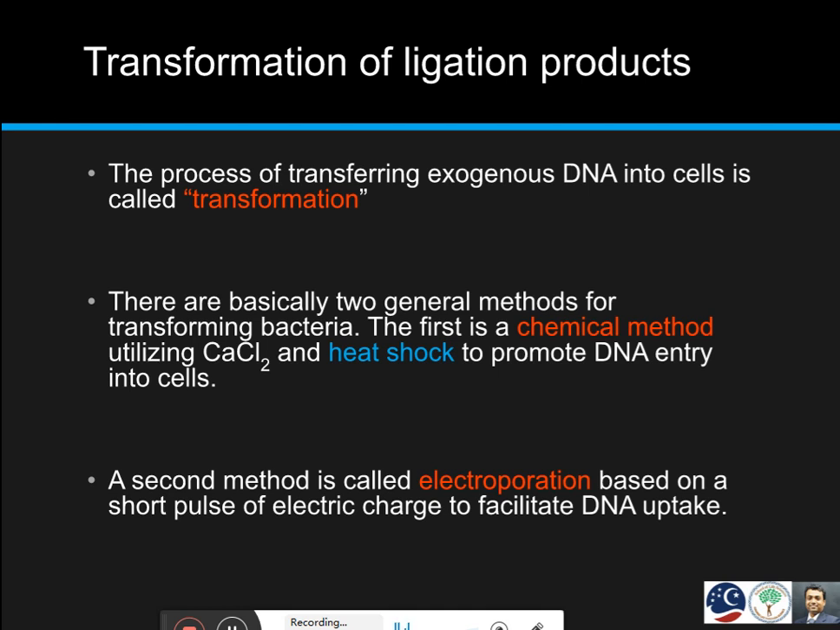Two basic protocols are used. One is a chemical method using calcium chloride followed by heat shock, and the second one is electroporation, where electric shocks are given to the cells to make the membrane more permeable to the foreign DNA. Here, obviously, the recombinant DNA. We will see the chemical method only here, which is more common and less expensive.